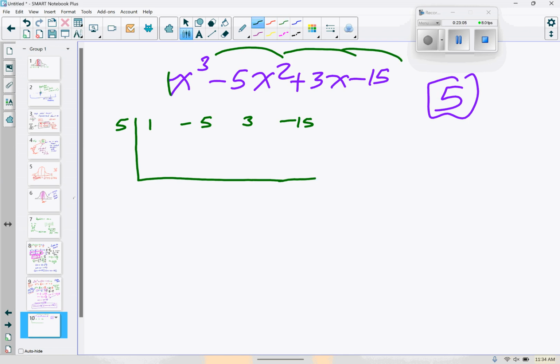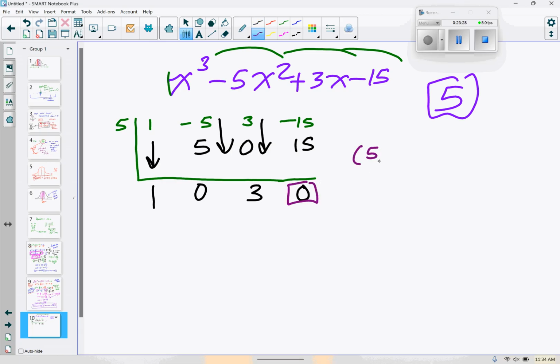And so if I synthetically divide this, very first number comes down, and you multiply. 1 times 5 is 5. Add straight down, I get 0. Agree? 0 times 5 is 0. Add straight down, 3 plus 0 is 3. 3 times 5 is 15, which gives me a 0 there. So that 0 means that the point 5, 0 is on our graph.